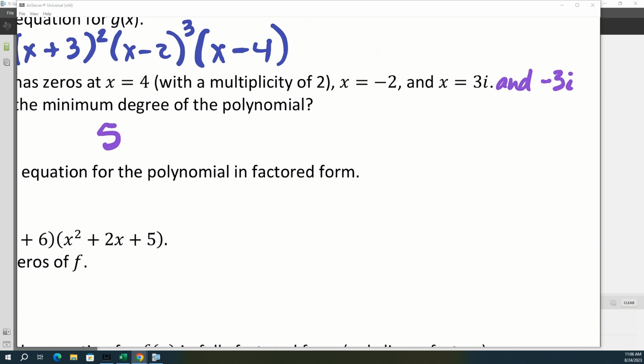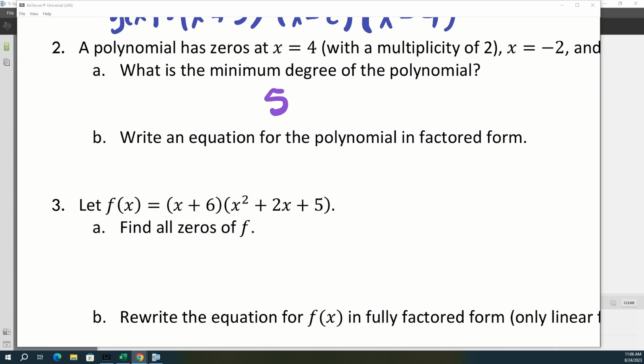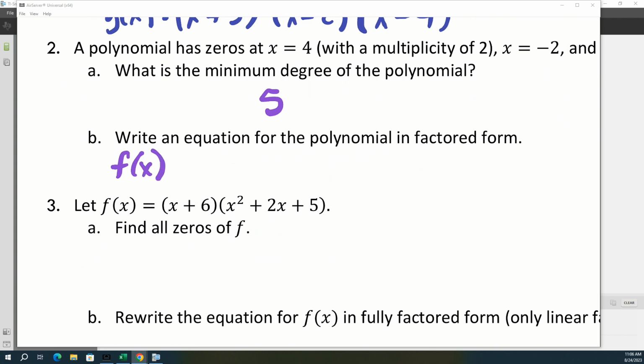5. Good. So we count, this is 2, and then 3, 4, 5. Yep. All right, and then we're going to write the factored form. This one is not called anything, so we'll just call it f of x.